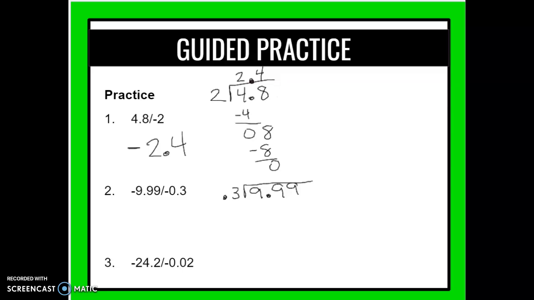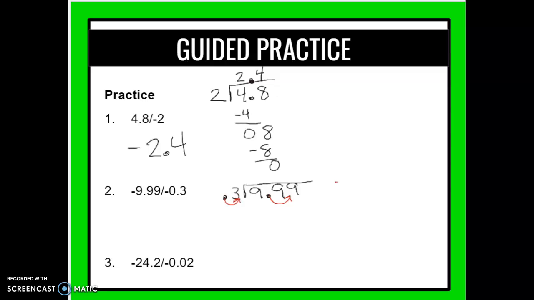Then I have negative 9.99 divided by negative 0.3. Since I have a decimal outside, I don't know about you, but when I was in elementary school, I didn't learn my 0.3 times tables. I learned my 3 times tables. So we move this over, but since I do it to one, I have to do it to the other.